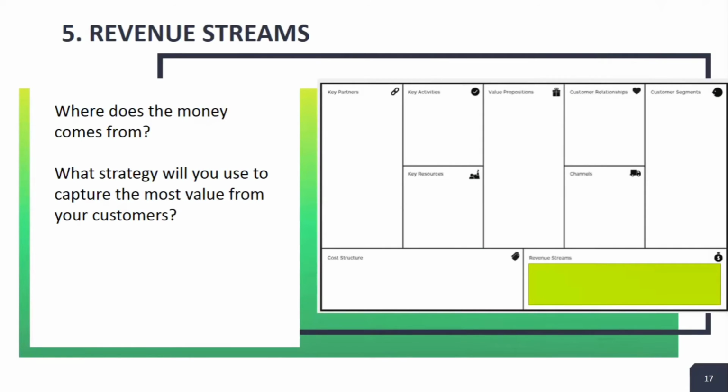Revenue streams. What strategy will you use to capture the most value from your customers? Revenue streams are the sources from which a company generates money by selling their product or service to the customers. And in this block, you should describe how you will earn revenue from your value propositions. A revenue stream can belong to one of the following revenue models.